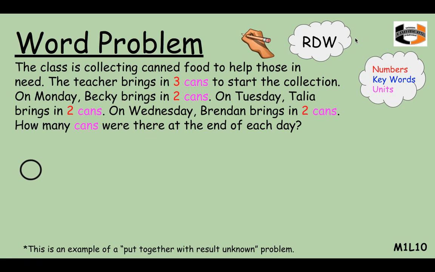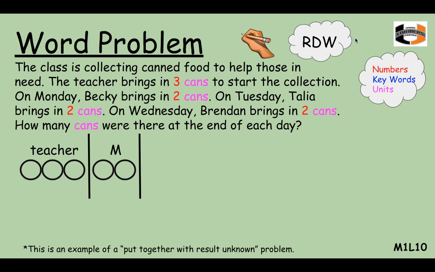So we're going to start to draw what the teacher started with. And we're going to label those 3 cans teacher. The teacher brought 3 cans to start the collection. Next, we're going to talk about what Becky brought on Monday. So we're going to label it M and put the 2 cans that Becky brought on Monday.